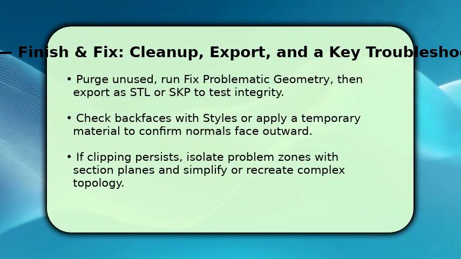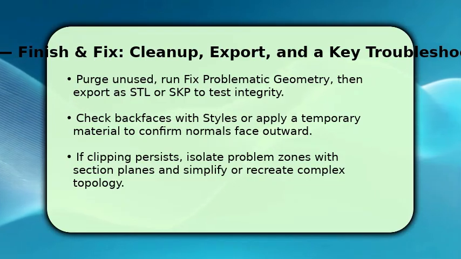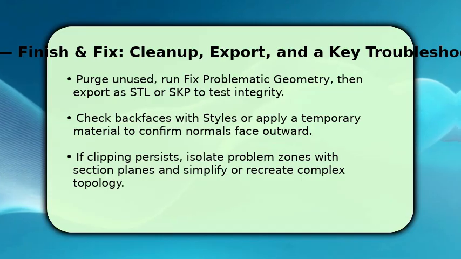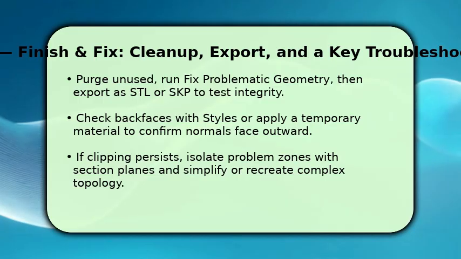Make sure back faces are visible or apply a contrasting material to verify normals face outward. That prevents surprising dark shading or render clipping. If clipping continues, isolate the zone using section planes and simplify or fully recreate the complex topology there. Sometimes rebuilding a troublesome region is faster.